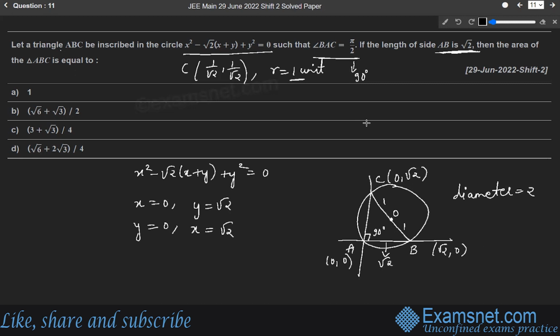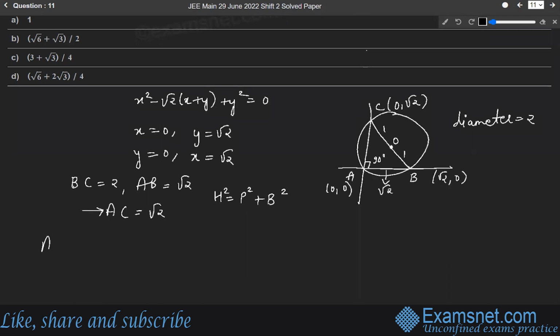We have to find the area of this triangle ABC. All right, we have BC is equal to 2, which is the diameter. We have AB is equal to root 2. Then we can find AC by using the Pythagoras theorem. So AC will be equal to root 2. Since it is a right angle triangle, we have to use the Pythagoras theorem, which is hypotenuse square is equal to perpendicular square plus base square. So by using that, we get AC is equal to root 2. Now about the area of this triangle. What is the formula for area of the triangle?